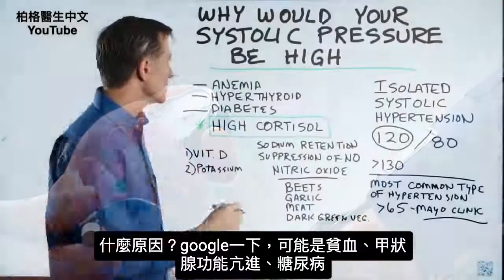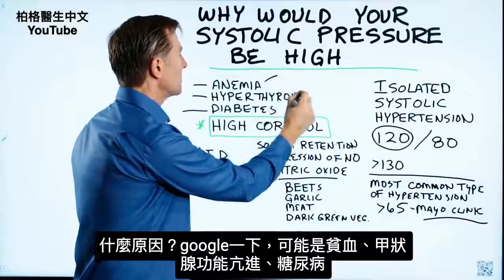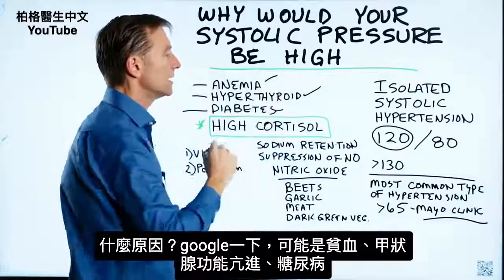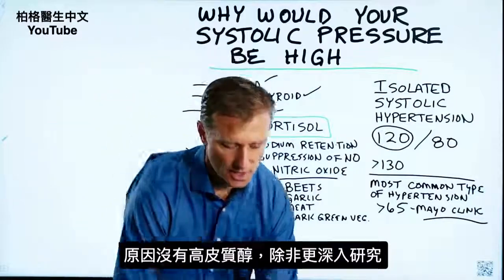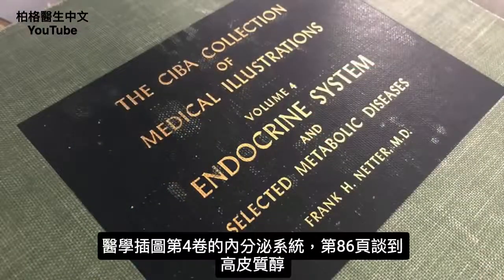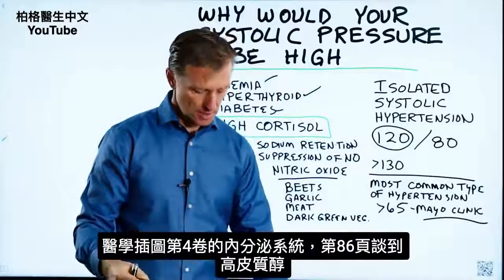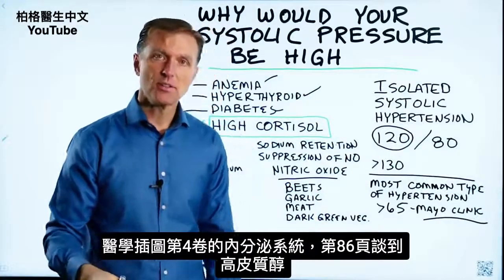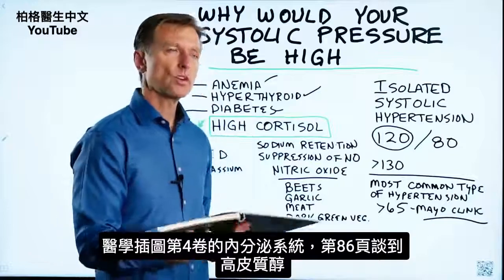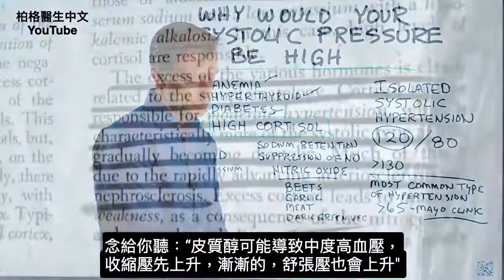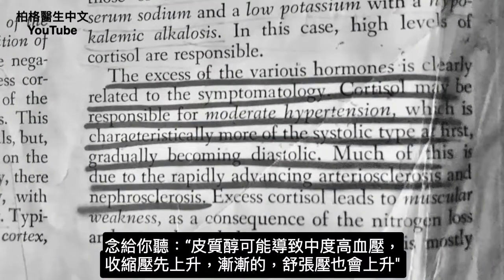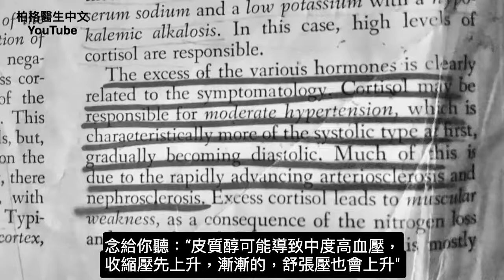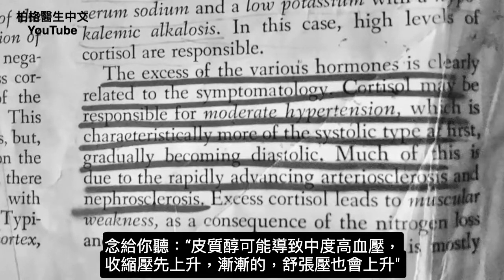Well, if you do Google research, you'll see that it could be anemia, hyperthyroid, diabetes, but you won't find high cortisol unless you dig into other references, like this book right here, which is the Ciba Collection of Medical Illustrations, Volume 4, Endocrine System, page 86. And this is under the section of a condition where you have high cortisol. I'm going to read this to you. Cortisol may be responsible for the moderate hypertension, which is characteristically more of the systolic type first, gradually becoming diastolic.